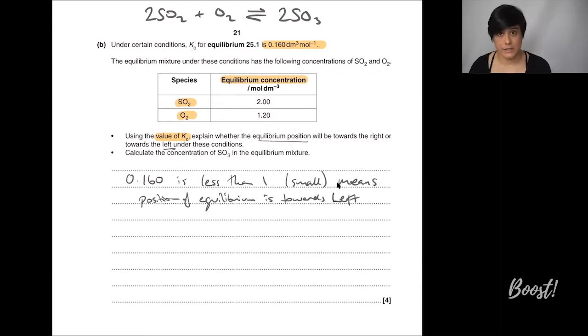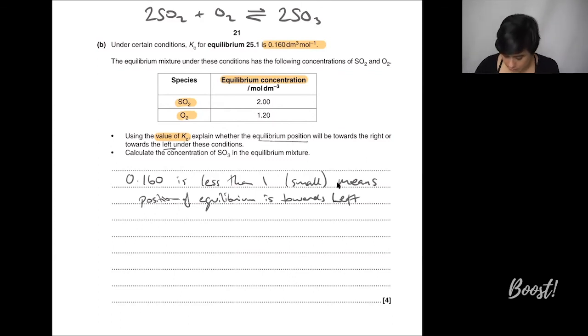So if you need to, it might help to actually write the expression of Kc in this case, but you don't have to answer that part of the question. And then it says to calculate the concentration of SO3 in the equilibrium mixture. As I said before, we weren't going to concentrate too much on calculating concentrations in this case. However, since we've been given a value for Kc and we've been given the other equilibrium concentrations, you could quite easily do this without too much extra knowledge.